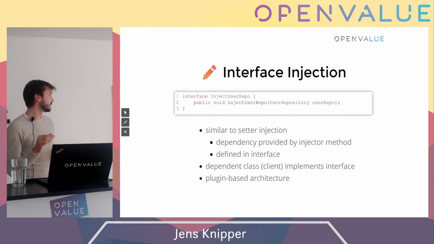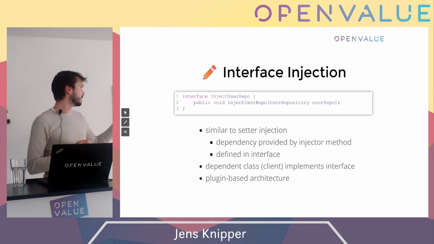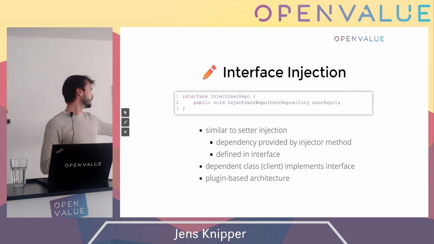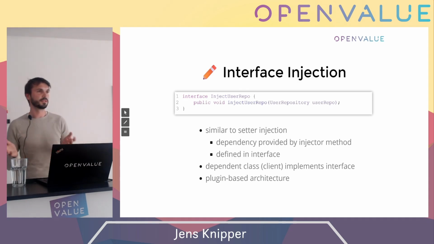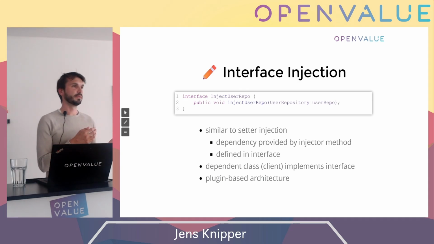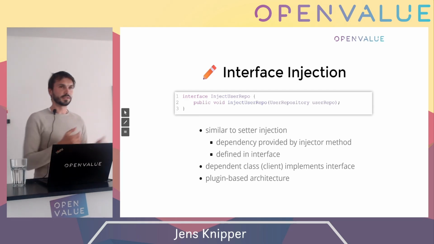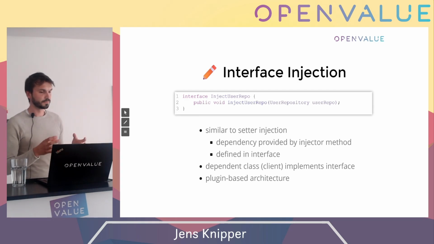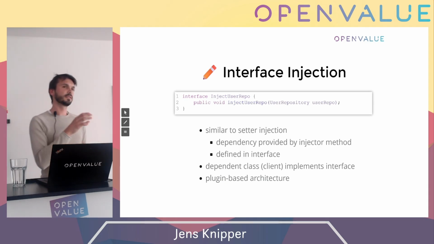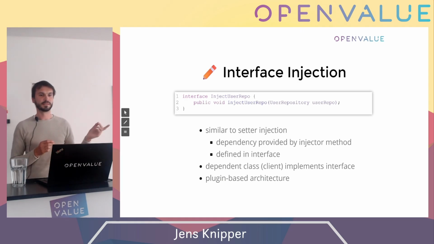So the next one is also a method injection, the interface injection. And I kept it a little short. I just showed the interface here. What you do here is you just have an inject method where it's defined, and then you just implement it. And that's how you inject them. And you get kind of like a plugin architecture. So all the classes that want to have that dependency actually have to implement that thing.